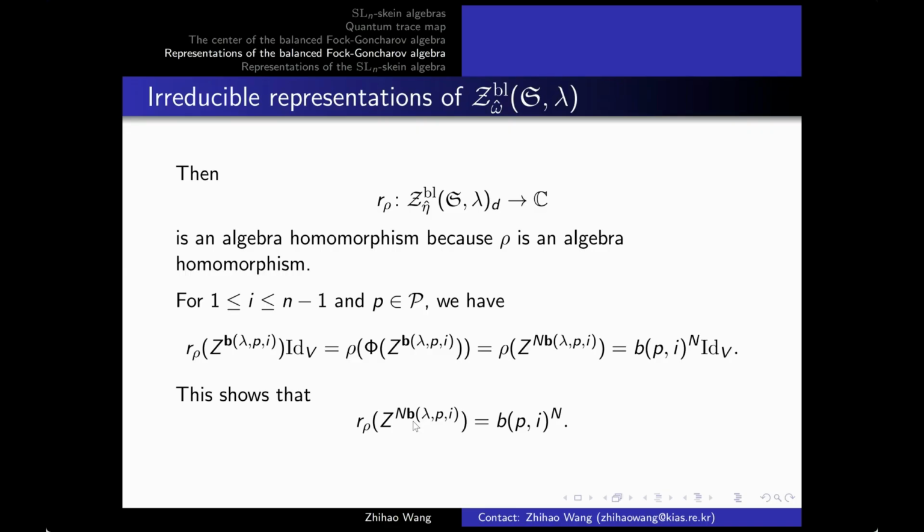So, a natural question to ask is: if we have two sets of data, can we find an irreducible representation of the balanced part such that this irreducible representation gives us this data? Actually, the answer is yes.